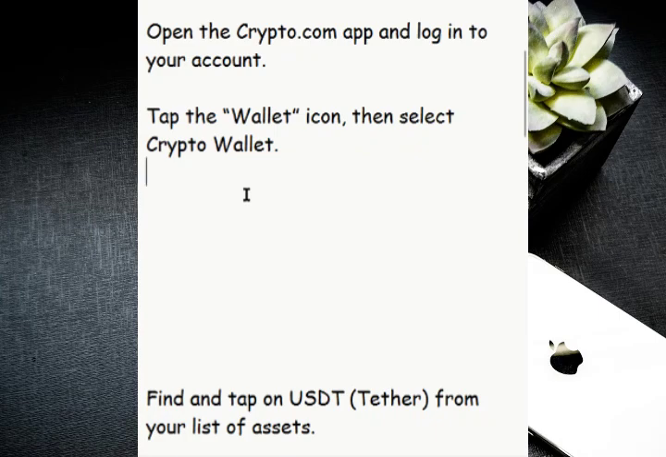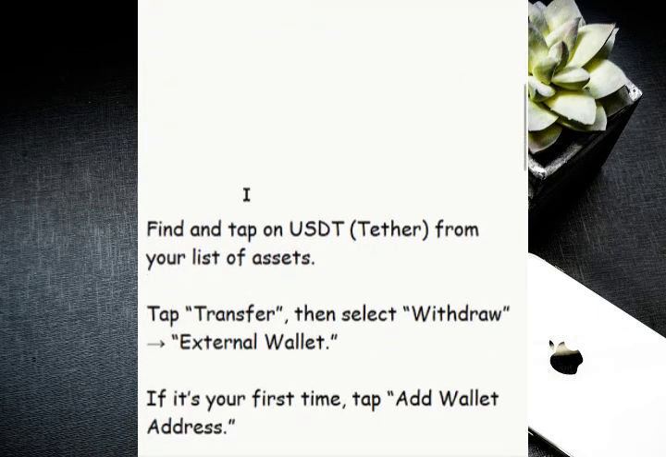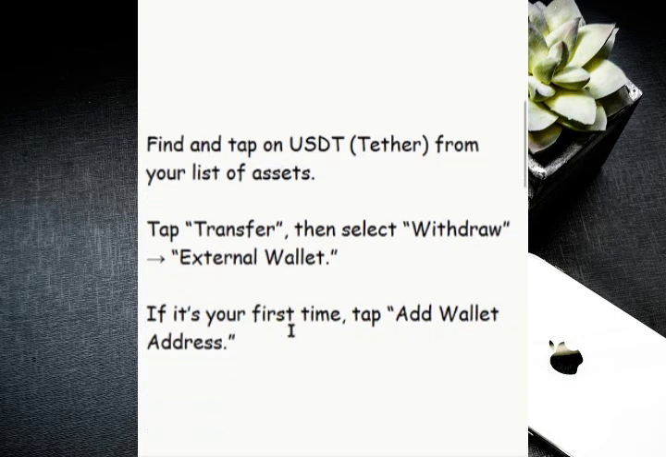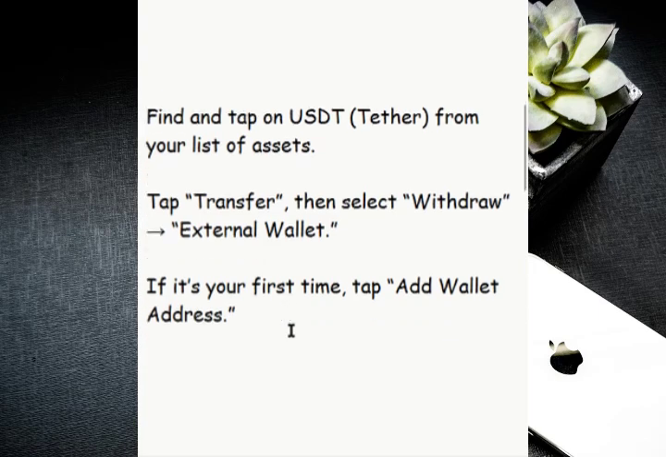Then from there, tap the wallet icon, then select crypto wallet. Then the next step is to find and tap on the USDT tile from the list of assets. Then after that you have to tap transfer, then select withdrawal. From there, tap on your external wallet.